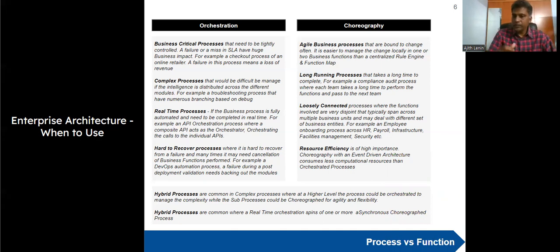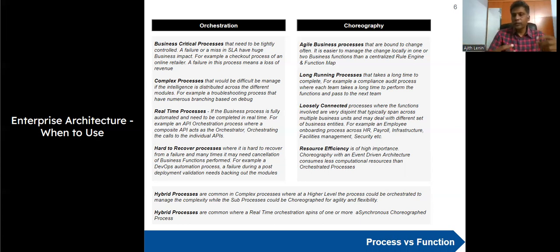So if you think resource efficiency is of high importance, then we go for choreography, where an event-driven architecture enables better resource efficiency than a centralized orchestrated process, which has more point-to-point dependency across the modules, right? And sometimes it need not be a clear-cut orchestration versus choreography. There could be hybrid processes.